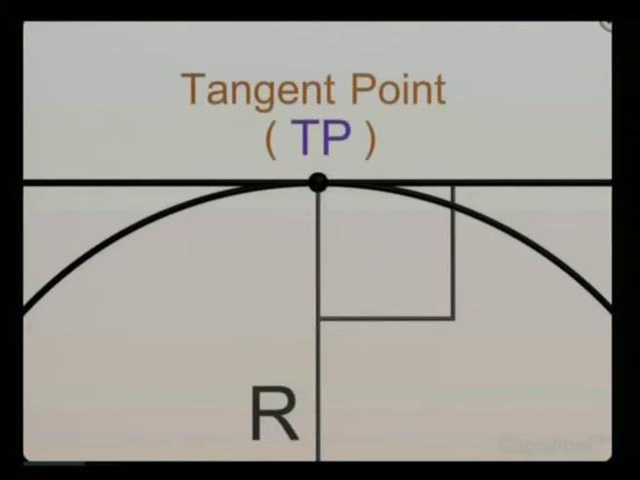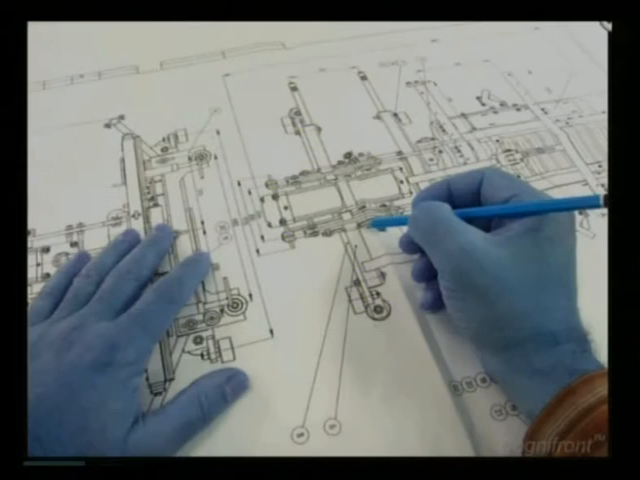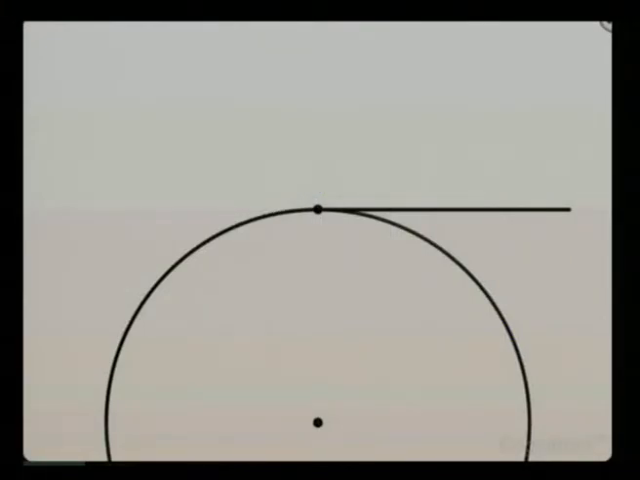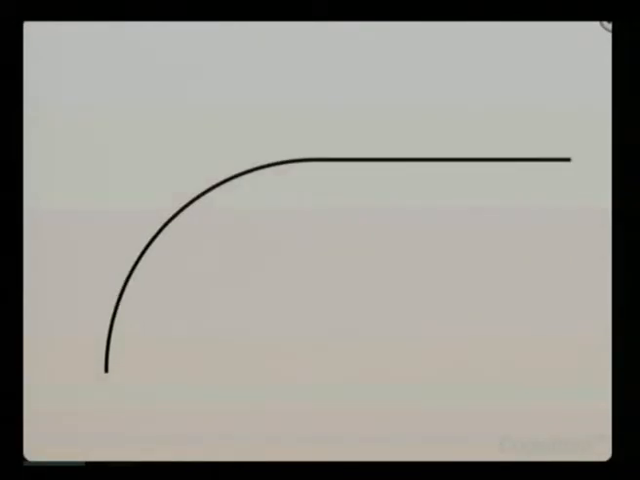Now, where do we need tangents? In machine drawings, very often we will have to gradually merge a single line into an arc with a smooth curve, and also we have to connect two arcs with another arc, making the transition by a smooth curve. And this is where we need tangents.